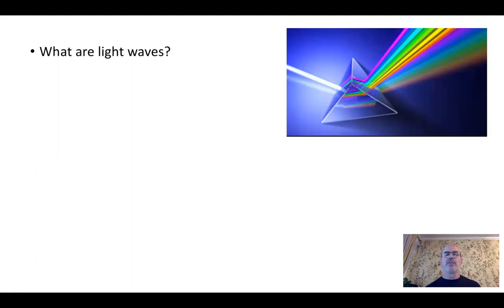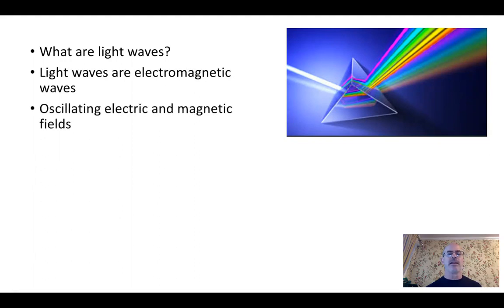But what we're going to talk about right now is what light waves are. We started the lesson the other day. It was sort of an intro, or rather a review lesson, on waves. The reason we did that is because light is waves. Light is electromagnetic waves. In other words, they are oscillating electric and magnetic fields.